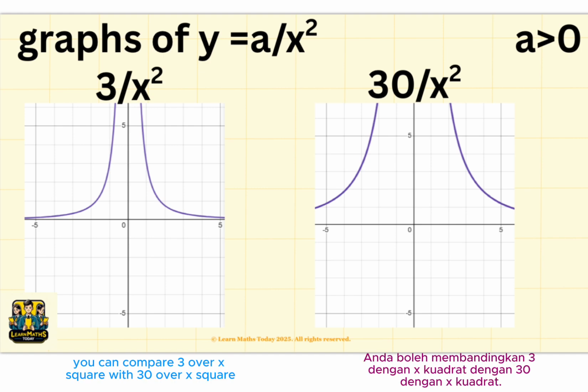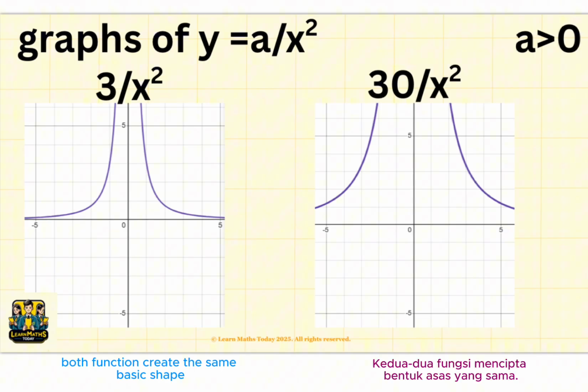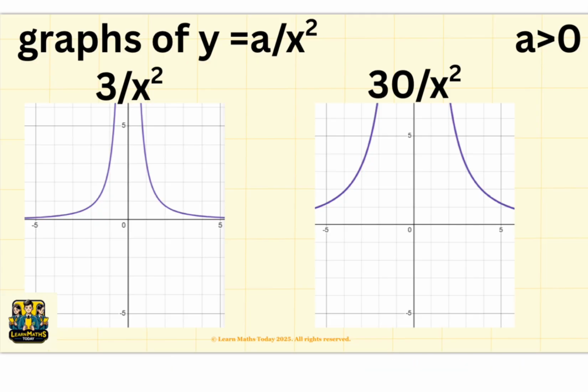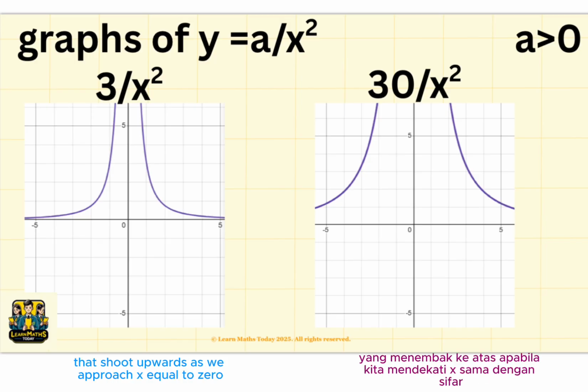Then you can compare 3 over x squared with 30 over x squared. Both functions create the same basic shape, what we call a hyperbola with a vertical axis. But notice how the coefficient affects the steepness. The function 30 over x squared creates a somewhat more dramatic curve that shoots upwards as we approach x equal to 0.